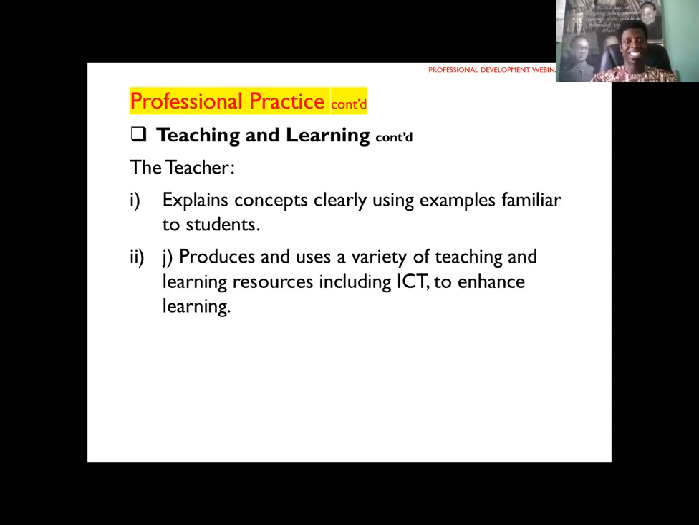Teacher also produces and uses a variety of teaching and learning resources, including ICT, information communication technologies, to enhance learning. So you don't say, oh, I was born before computers, I am a BBC person, that's what we say. No, you need to learn it. In a case where you don't have the skill, you can involve a resource person to enhance your teaching and learning.